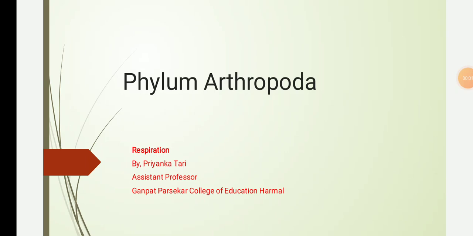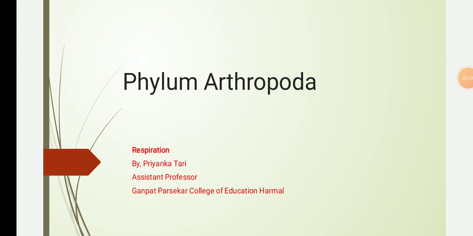For the respiration, the general respiration, different types of respiratory organs that are found in phylum Arthropoda. We have already completed the different types of respiratory organs which are found in aquatic arthropods. That is gills, then the types of gills: epipod, branchiostegite, rectile gills, blood gills, then book gills. We have already completed this part.